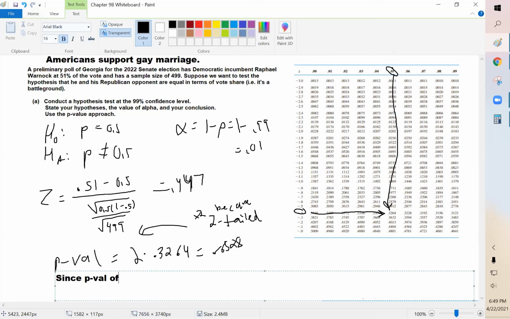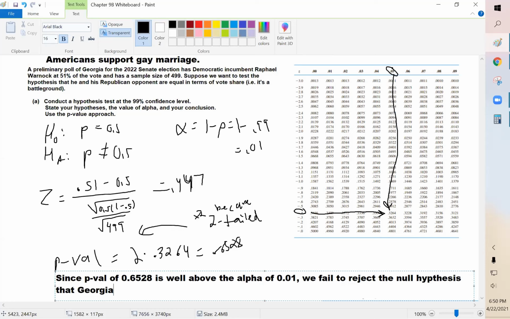Since the p-value of 0.6528 is well above the alpha of 0.01. If you just say above or you say well above, those are both still correct. I'm not going to be nitpicky there. On the other hand, with your correlations, you can't just say strong, you might have to say positive and strong. So a bit of a distinction there. We fail to reject the null hypothesis that Georgia's 2022 Senate race will be a battleground.